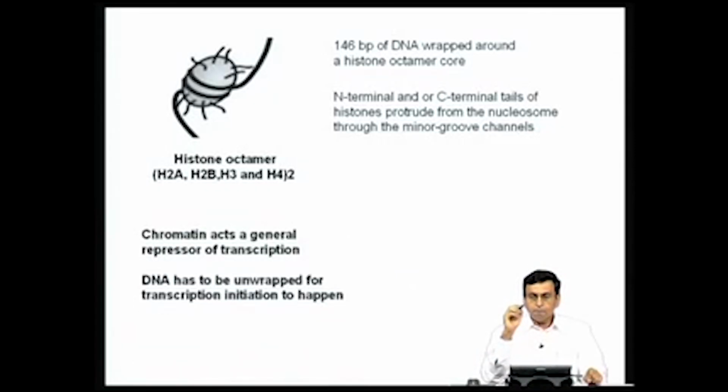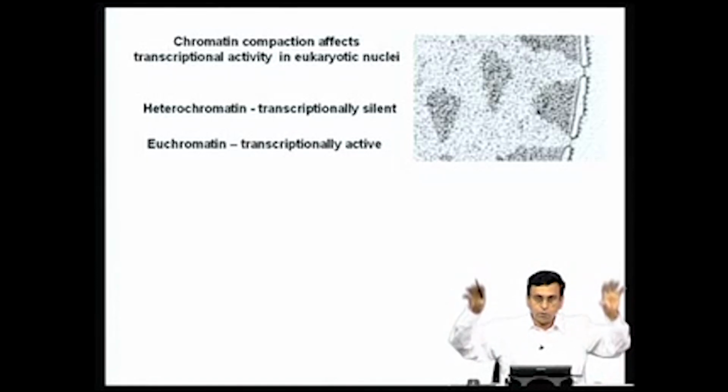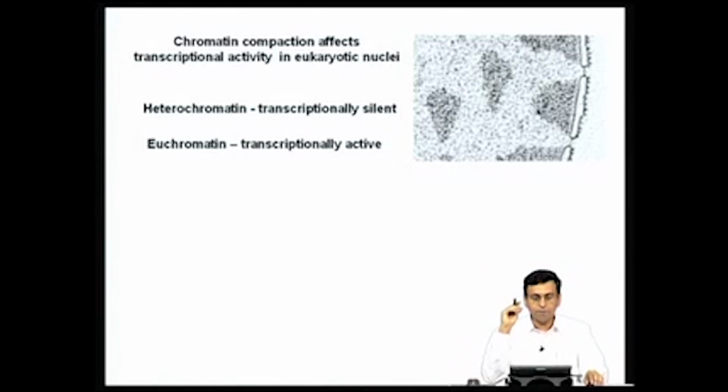So, remember, because the DNA is tightly wrapped around histones and organized in the form of chromatin, the chromatin acts as a general repressor of transcription, because the DNA is very nicely packaged with these histones. So, if transcription initiation has to happen, this DNA, which is wrapped around the histones, has to be unwrapped first. This is the first step that has to happen. And as people started looking at chromatin structure and gene regulation, these 2 groups were working in parallel for a long period of time.